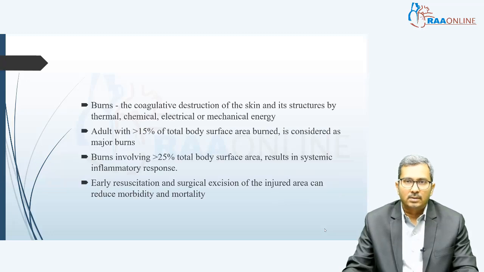So, what is burns? Burns is a coagulative destruction of the skin and its structures by thermal, chemical, electrical or mechanical energy. Coming to the very important salient features about burns, any adult patient with a percentage total body surface area burned of more than 15% is considered a major burn. If the burn involves more than 25% of total body surface area, it can result in a severe systemic inflammatory response, which increases the risk of death, that is, morbidity and mortality are increased to a higher percentage. So, the key here is early resuscitation and surgical excision of the injured area, which can reduce the morbidity and mortality.